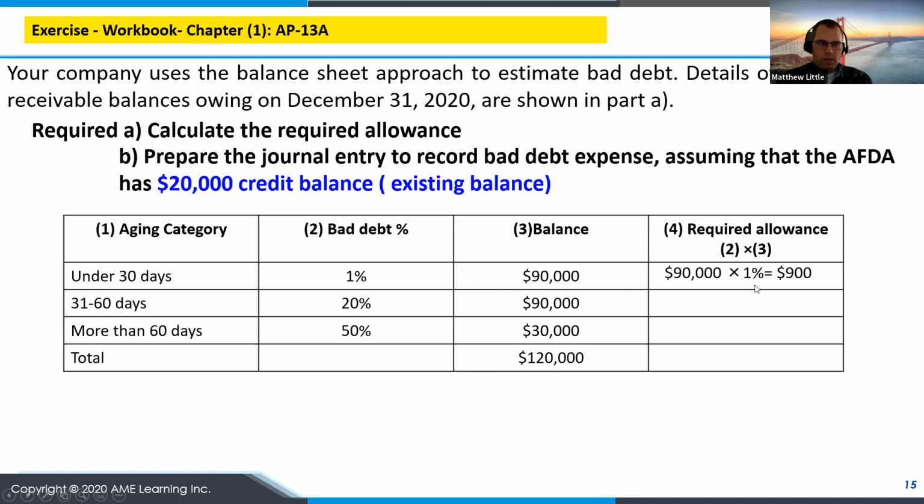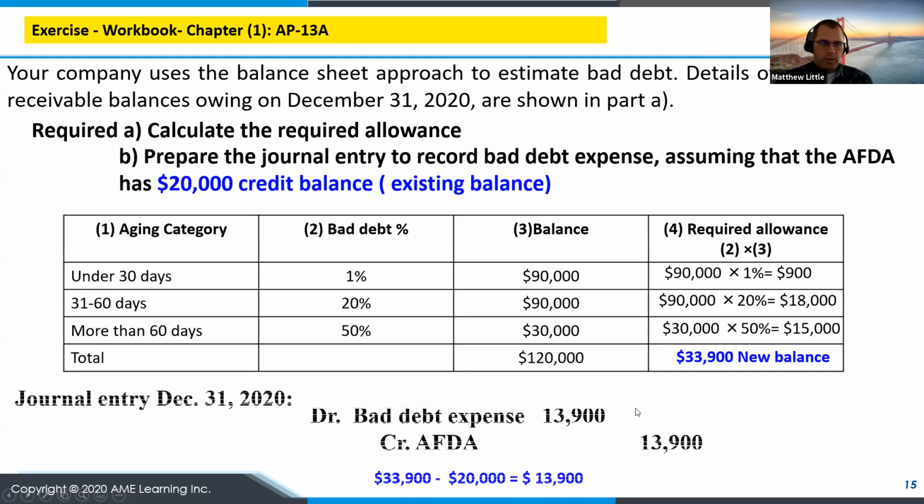90,000 times 1% is 900. 90,000 times 20% is 18,000. 30,000 times 50% is 15,000. So the balance we want in our AFDA is $33,900. Because we have an opening balance of $20,000 currently in our AFDA as a credit balance, we need to credit it for $13,900 to get the AFDA up to the balance that we desire. So in this situation, we will credit the allowance for doubtful accounts for $13,900, and we'll debit our bad debt expense or operating expense for the same.